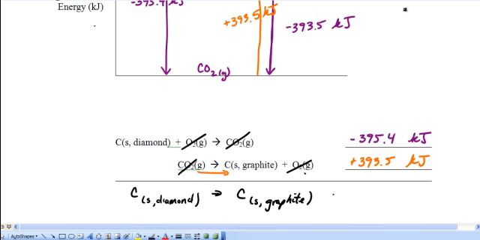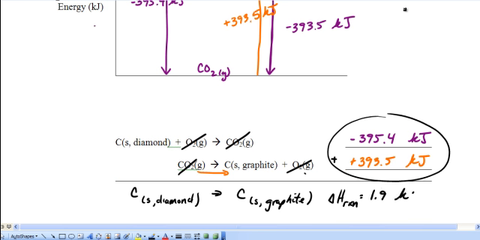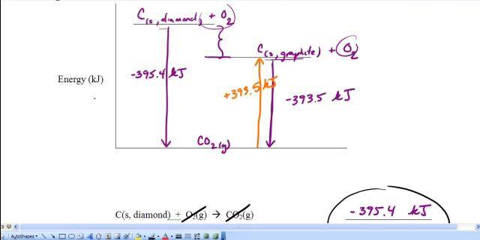And the delta H for this reaction will simply be the sum of those two, which is going to be 1.9 kilojoules of energy. So we can calculate the energy change as diamond goes to graphite over the course of millions of years without actually observing it. If you take a look at the diagram, that difference will be 1.9 kilojoules right there.